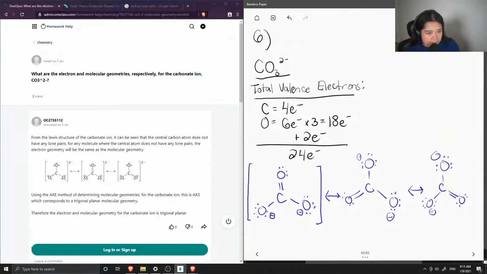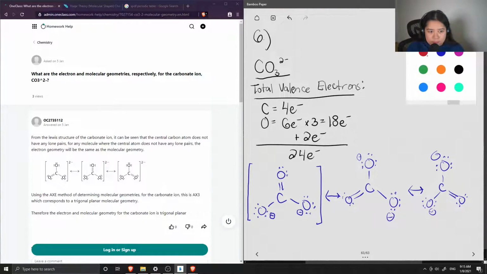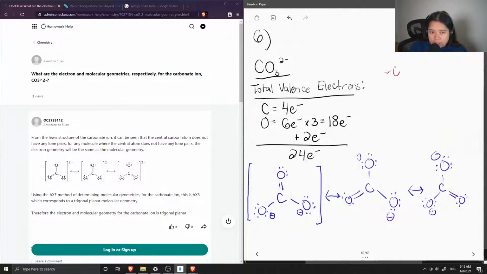Now we need to find out the electron and molecular geometries for this ion. Let's just look at one of the structures, and we're focused on our central atom, which is the carbon. Carbon has 0 lone pairs, and it also has 3 bonded atoms, so all those 3 oxygens.